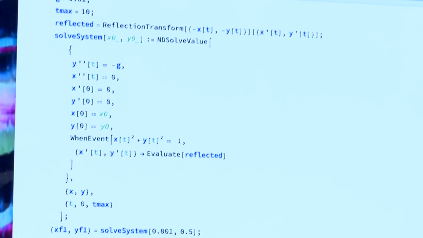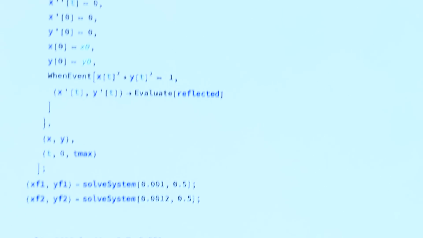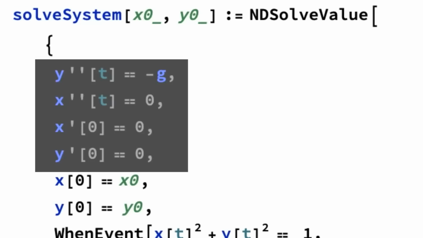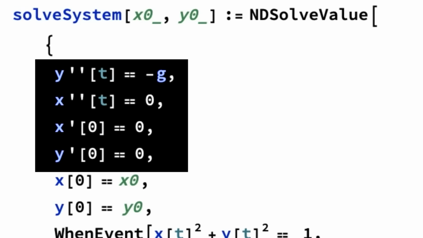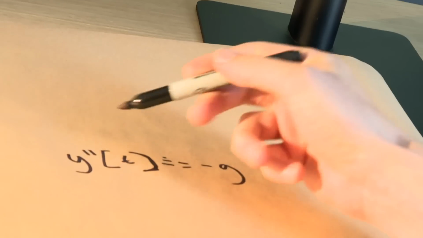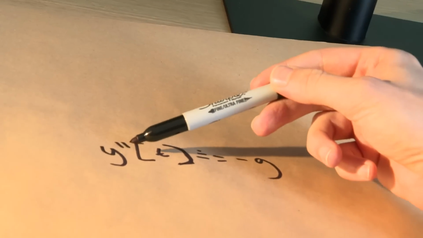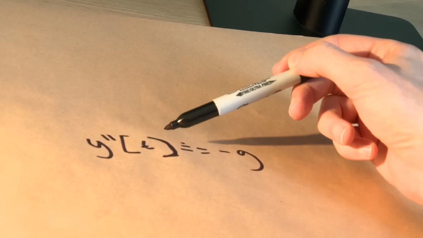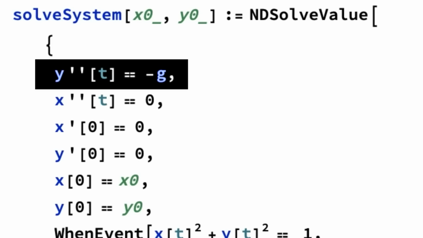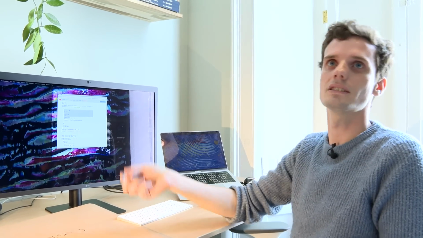This is in Mathematica again. It's actually quite a simple piece of code that is basically solving the differential equation. You've got four equations. I could write them down as well. The way it's written in the code is like this: y''(t) equals minus g. So the second derivative of the y position as a function of t is minus g, the gravitational constant. That's pretty obvious, right? How much something is accelerating down is just due to gravity.